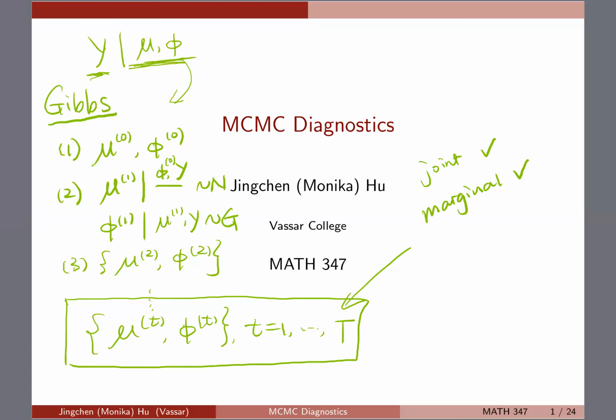you will be able to summarize based on the draws that you have from the Gibbs sampler. Say here, if T is 10,000, the question now is, can we use the 10,000 draws? We have 10,000 draws for mu and also 10,000 draws for phi, but can we use all of them to make inference? This is what we want to talk about today. And the motivation, which we talked about a little bit before, but just to echo it again, is Markov chain Monte Carlo.